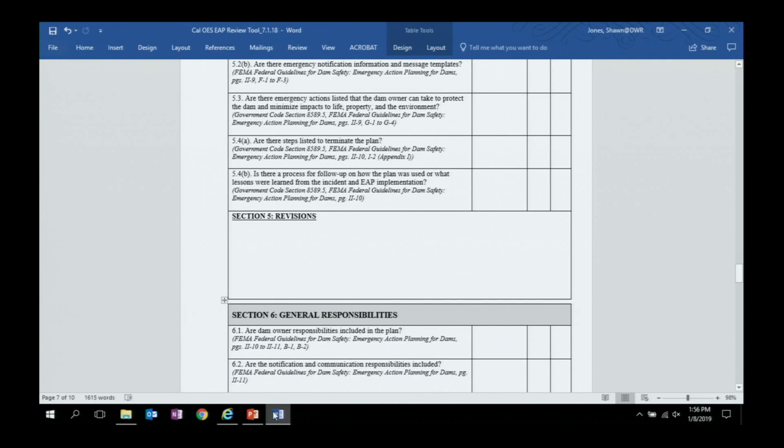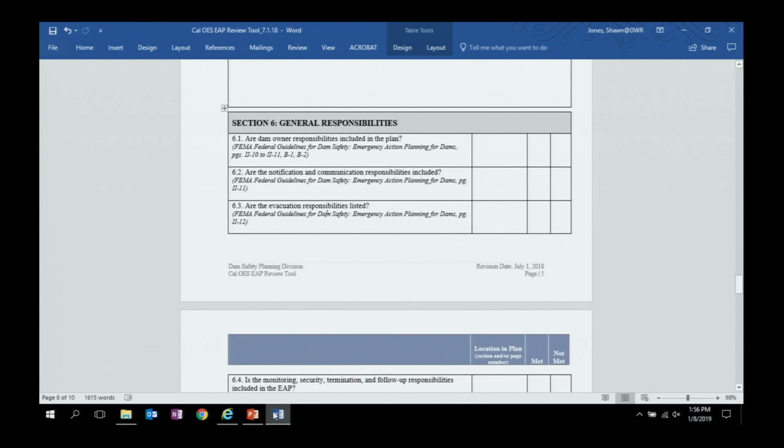Have you created emergency notification information and message templates? That's a great idea to have those in the very beginning. You don't want to be last minute, right in the middle of an emergency incident, trying to figure out how you're going to notify all these other emergency responders and let them know what the situation is, right? You want to make sure you have those already identified in the very beginning, so when you make that phone call, it's quick and concise.